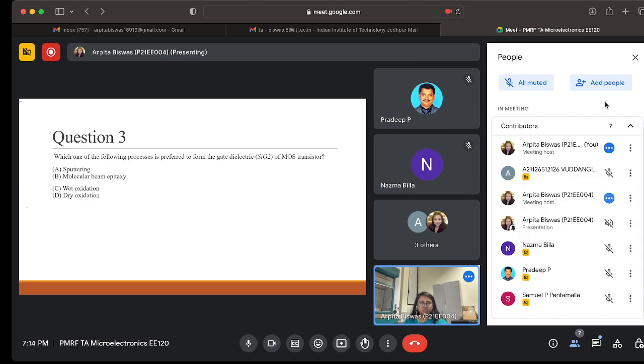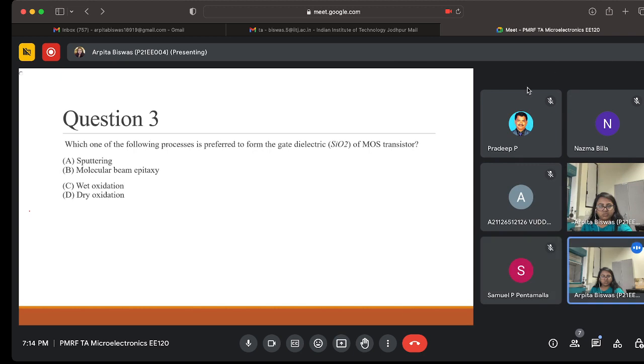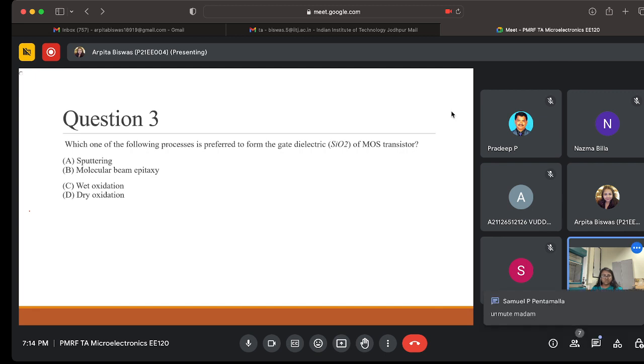There is no issue if you don't know about this fabrication process. Today we will deeply discuss this fabrication process. What is sputtering? What is wet oxidation?